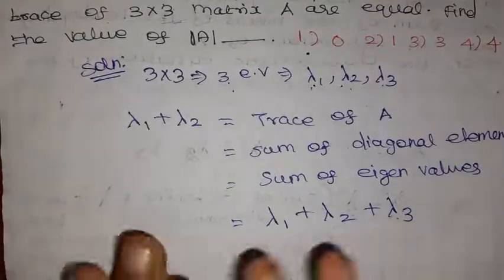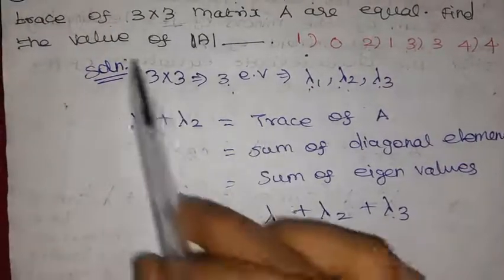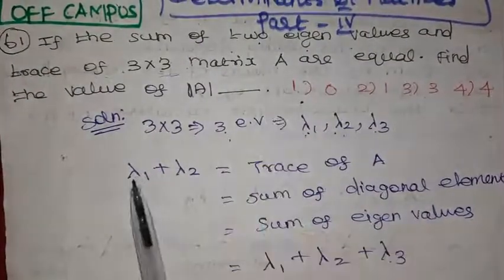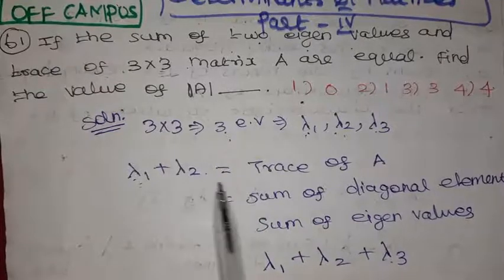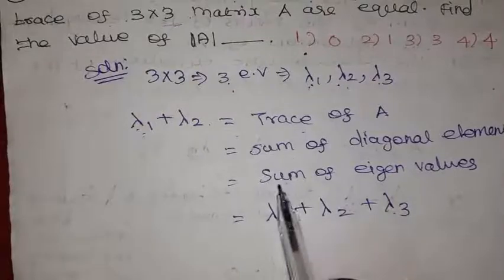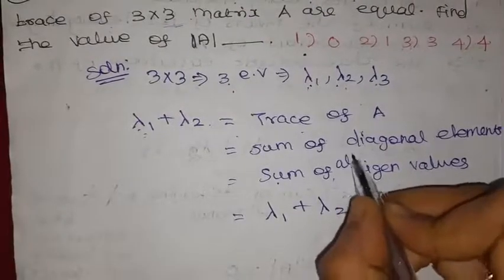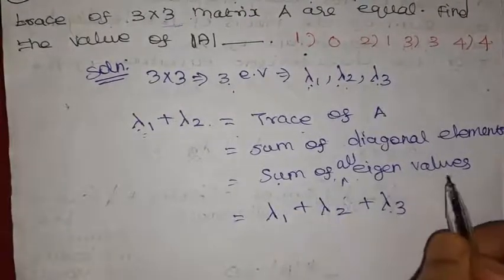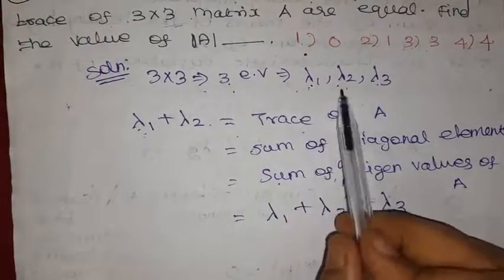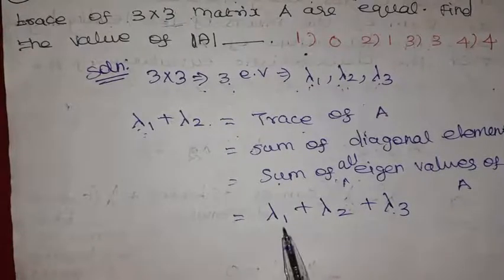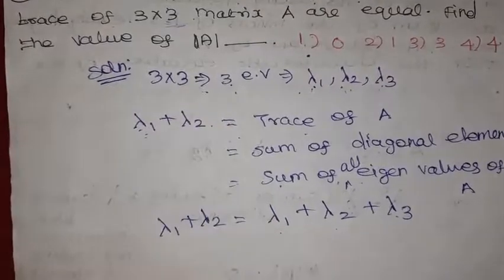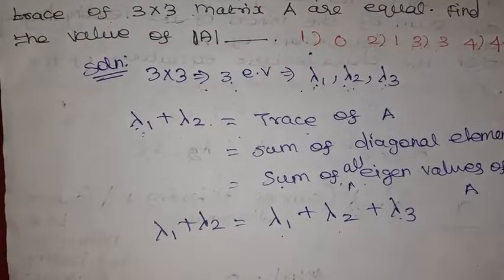Are you clear, guys? What is given? The sum of two eigenvalues, lambda 1 plus lambda 2, is equal to trace of A. Trace of A is nothing but the sum of all eigenvalues of matrix A. Since it is a 3 cross 3 matrix, it has 3 eigenvalues, so lambda 1 plus lambda 2 plus lambda 3 is equal to lambda 1 plus lambda 2. That is given in the problem.